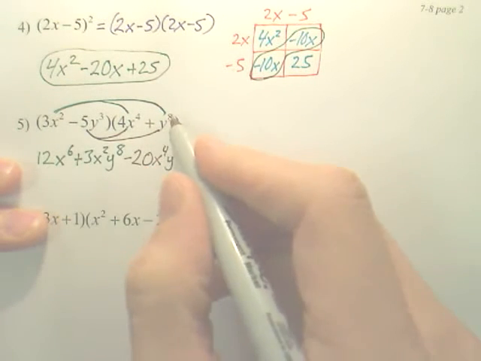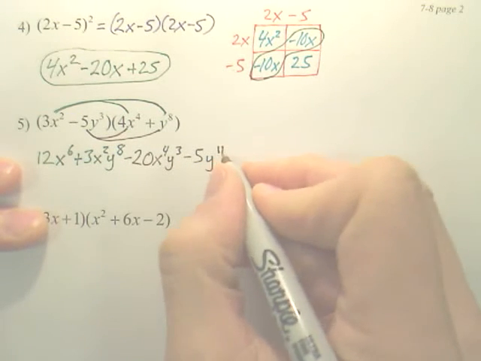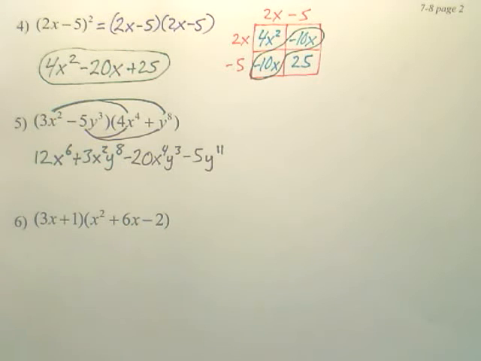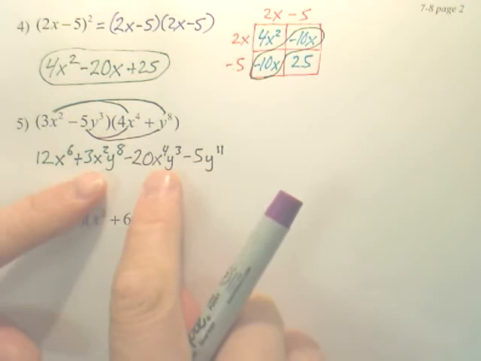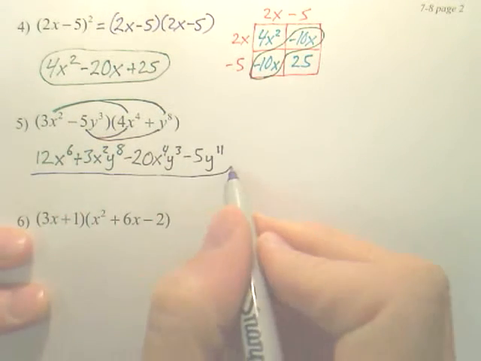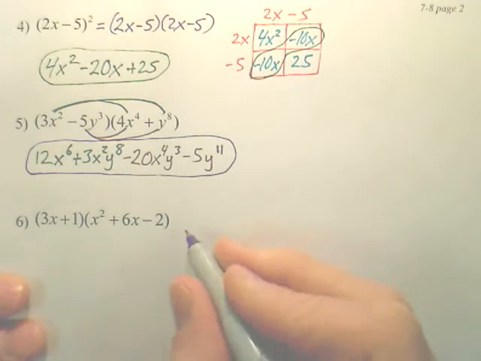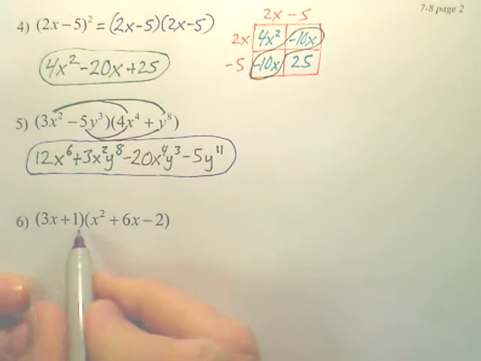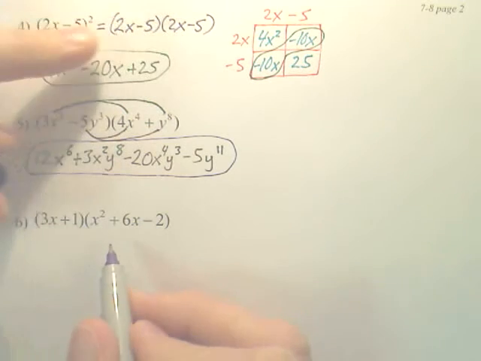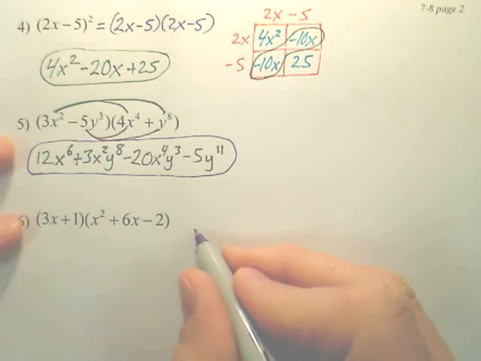But y to the third times y to the 8th, you add those powers, and it looks like you have y to the 11th. Now you look at this and go, can anything combine? Okay, the x's and y's don't combine. These two have different powers, so technically we're done. But you always need to look to see if you can combine some more. That one you can't. Now what makes this one different from this particular problem is this has 2 terms, this has 3 terms, so it's a little bit bigger.